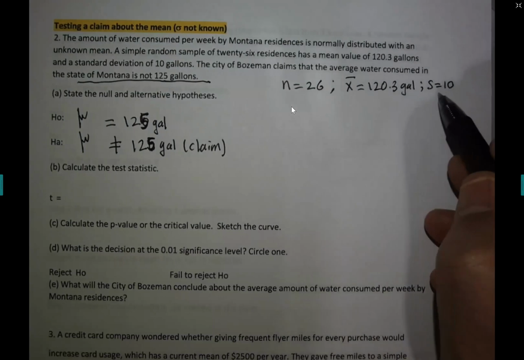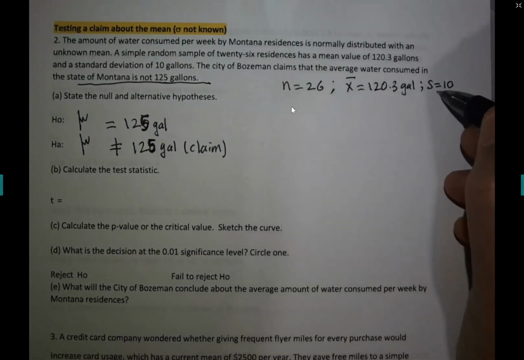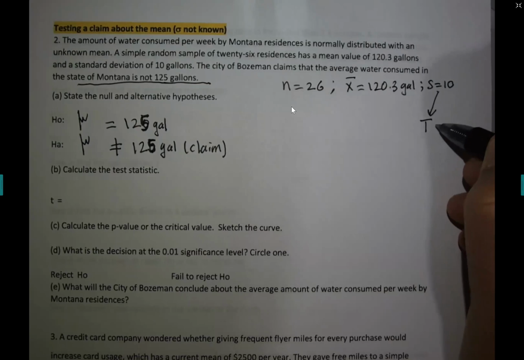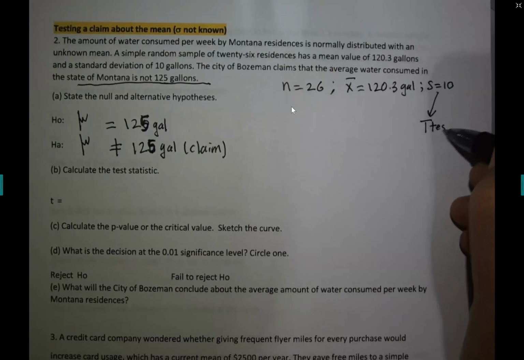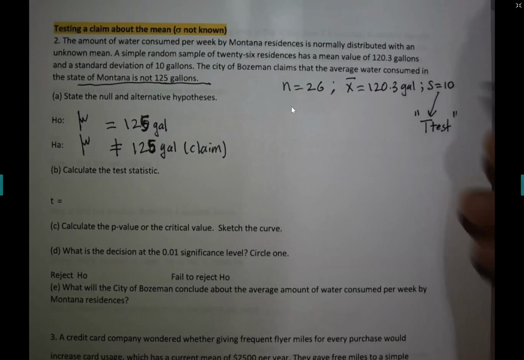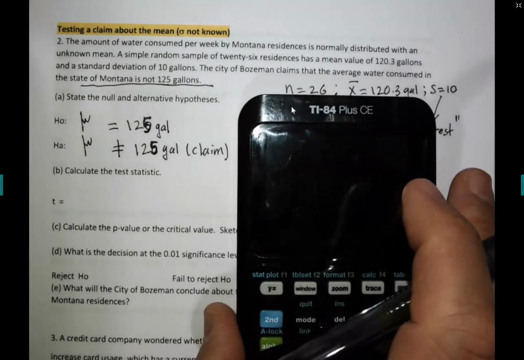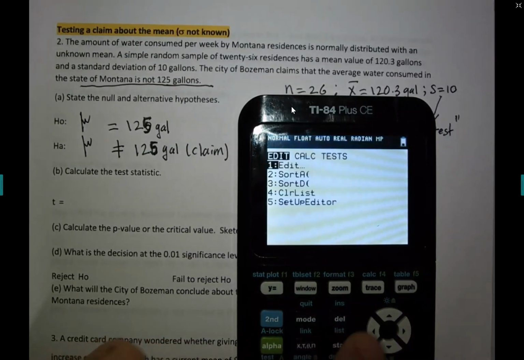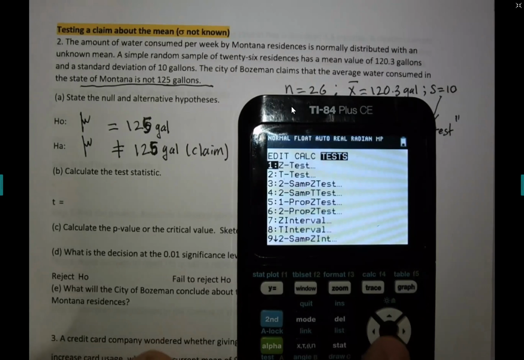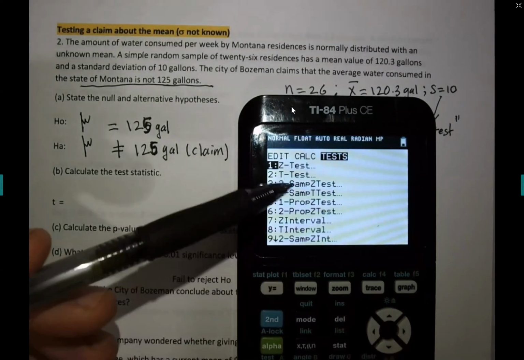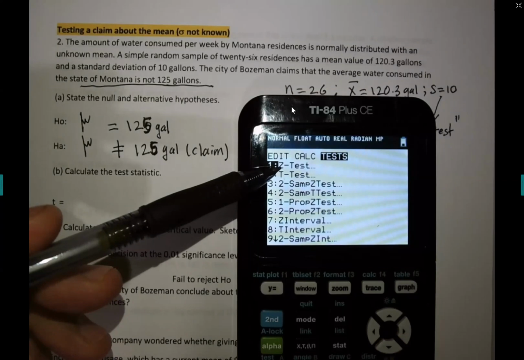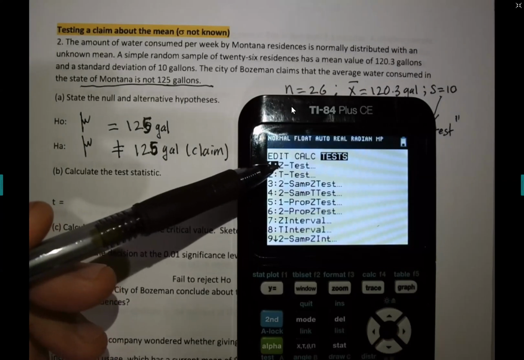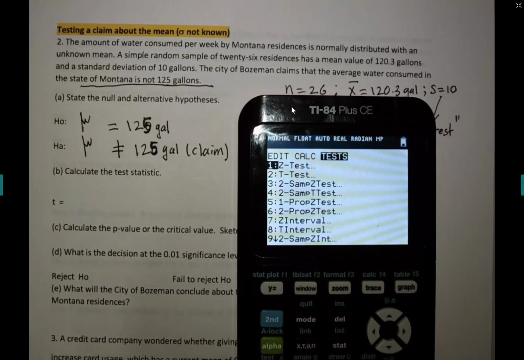Since S is given instead of sigma, guys, you must use a T distribution. And then if it is a T distribution, then we must use the T-test. Let me show you how to use the T-test. Turn the calculator on, go to Stat, Tests, and look. This is what confuses students always. Do I use the Z-test or T-test? The students see the Z first, and then they end up using it, and then they end up with a wrong conclusion or wrong data. And let me show you why it is wrong to use Z.